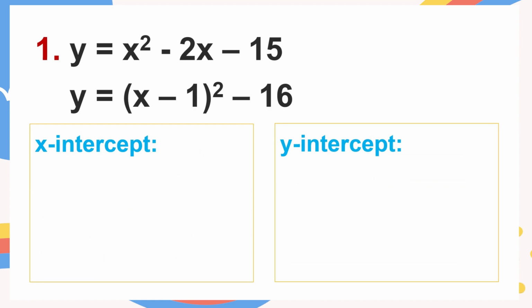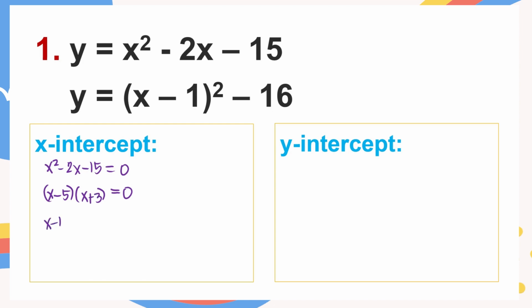Solving for x-intercept, replace y by 0. So x squared minus 2x minus 15 is equal to 0. And then we can use the factoring method in here to solve for x. So x times x, and then negative 5 times positive 3.